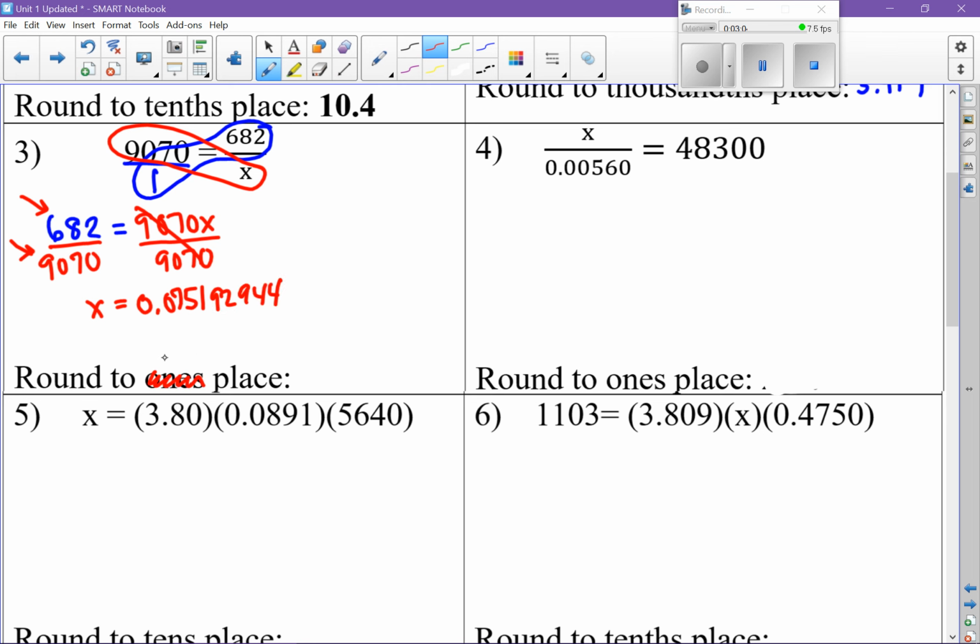Should have been thousandths place. That was my typo. So if I round that there, that's the third place over from the decimal here. The 1 afterwards means I'm not going to round it up, so I'm going to keep it at 0.075.